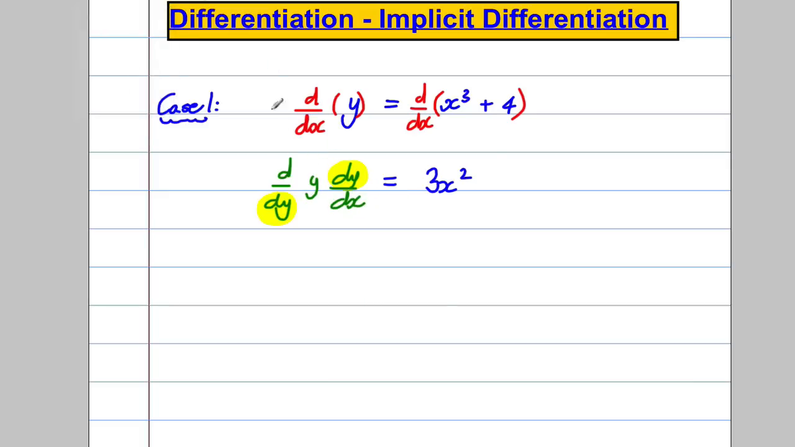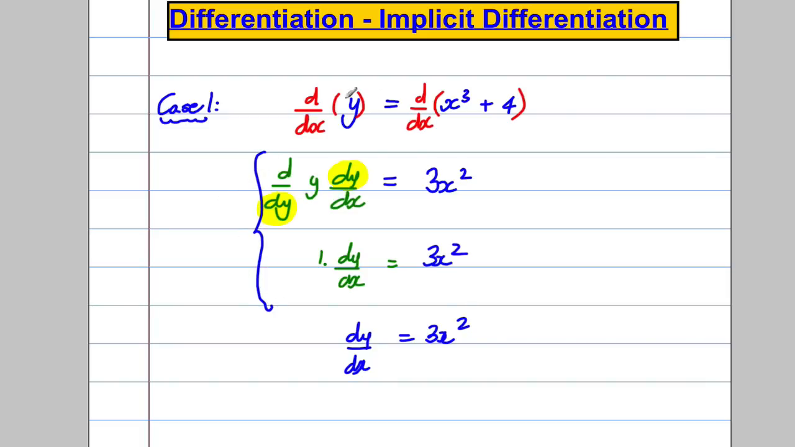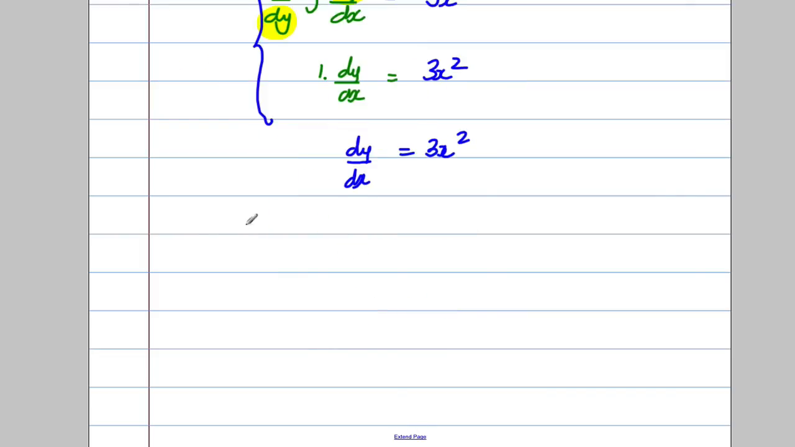Now, I can actually differentiate y with respect to y. It's 1. So this is just 1 times dy by dx is equal to 3x squared, i.e. dy by dx is equal to 3x squared. Now, we've never actually bothered to think about differentiation in this regard before, because when I differentiate y with respect to x, I've just got used to the fact that I get dy by dx. Where this becomes really useful is if this isn't just a single y, it's something else. So let me give you an example, case 2.